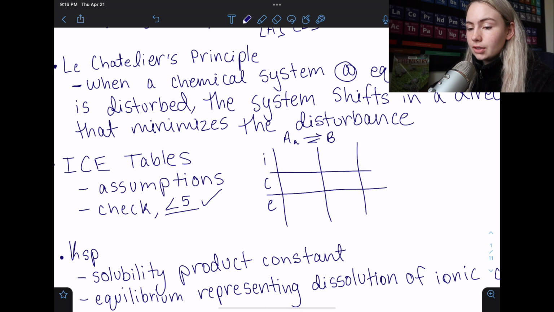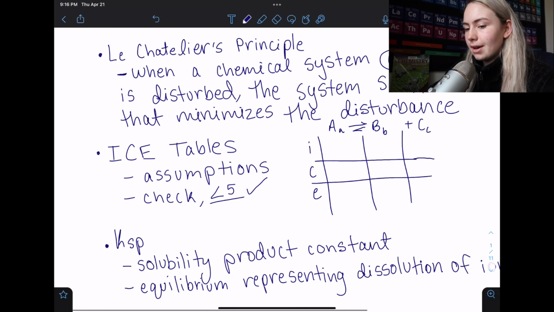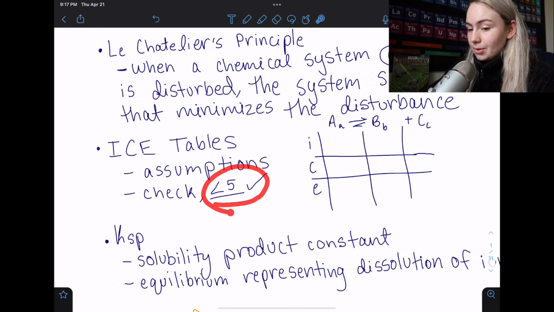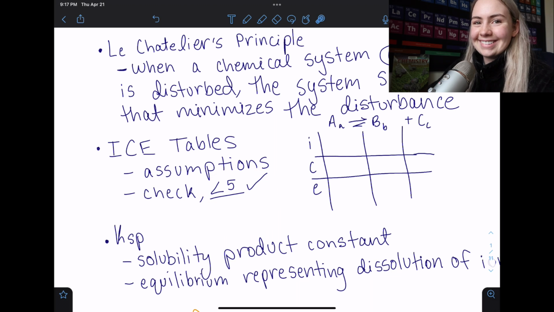When solving for an unknown value in an ice table, instead of using a quadratic, sometimes an assumption or approximation can be made. An assumption simplifies the calculations without any significant loss of accuracy. There is only one guaranteed way to know if you may use an assumption, though. That guaranteed way is the check. After using the assumption and finding your unknown value, plug the initial value over the value you just found and multiply it by 100. If it is less than or equal to 5%, you are good to go.